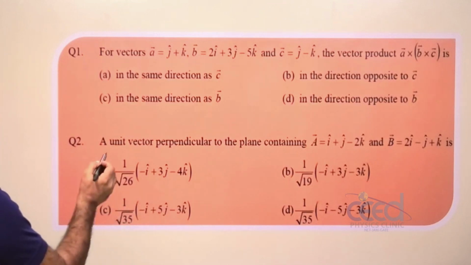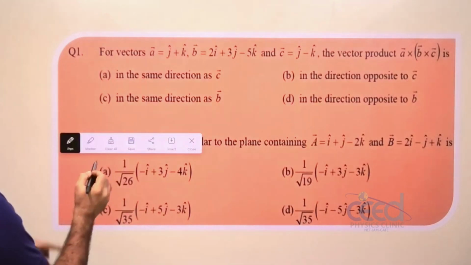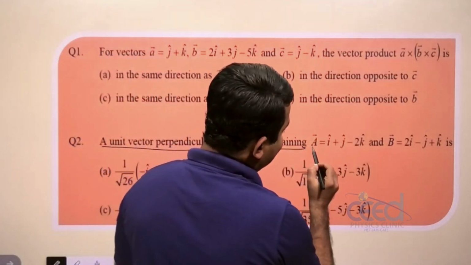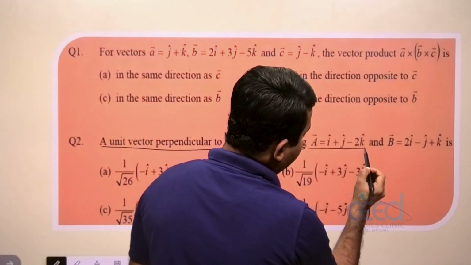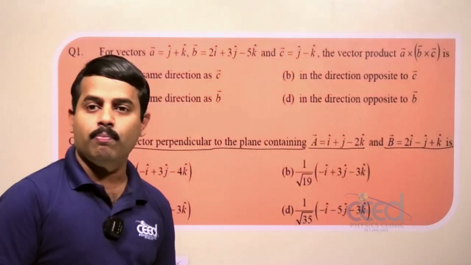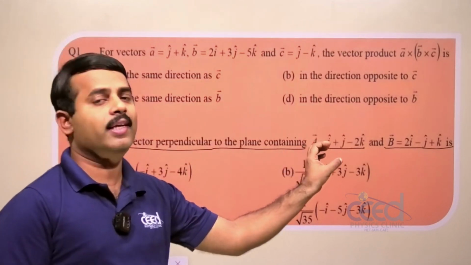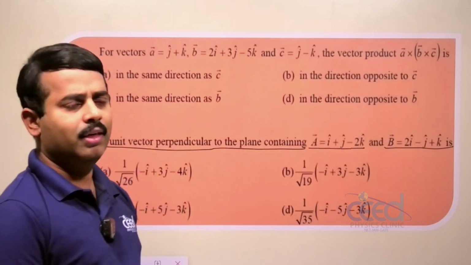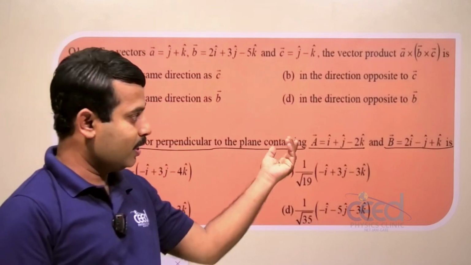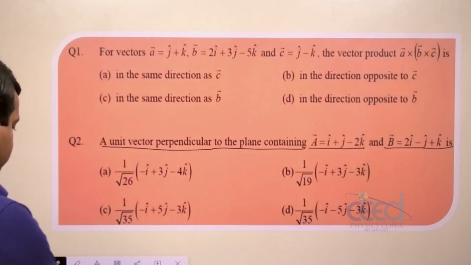The second question: a unit vector perpendicular to the plane containing A is equal to i cap plus j cap minus 2k cap, B is equal to 2i cap minus j cap plus k cap. So, a unit vector perpendicular to the plane containing two vectors A and B. What is the meaning of that? Any vector perpendicular to vectors A and B lying on the same plane, then cross product. So, let us copy this question first.